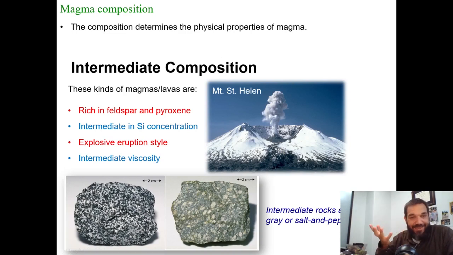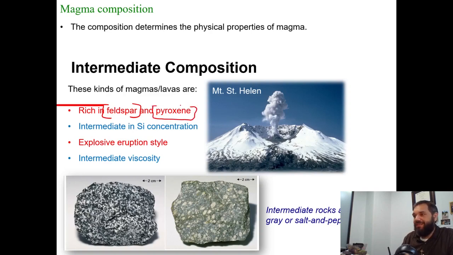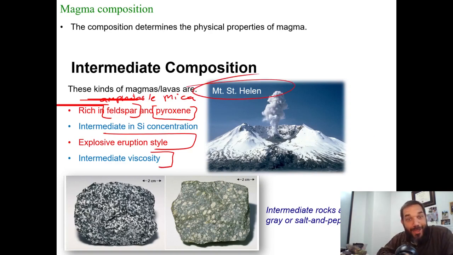Intermediate is just like I've explained before. It's between the two. What kind of minerals do you have in here? We have feldspars, okay, both potassium and plagioclase feldspars. We have some pyroxenes, but we also get amphibole. We also get some mica, okay, things like that. So these are explosive eruptions with intermediate viscosities. These are things like Mount St. Helens. They're big explosive eruptions, but they're not the world-ending catastrophic eruptions that felsic are.